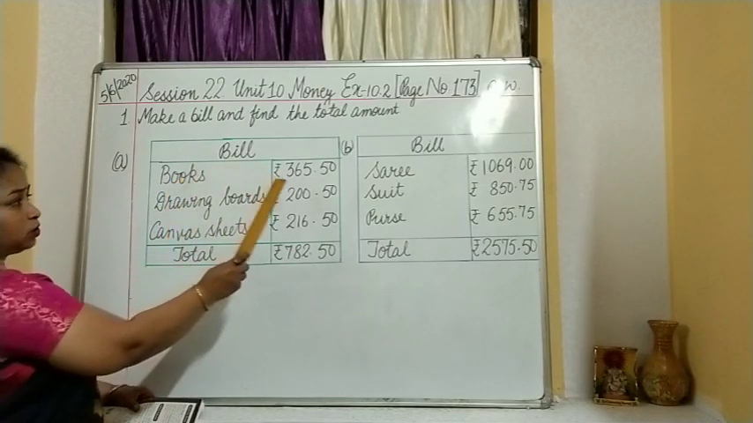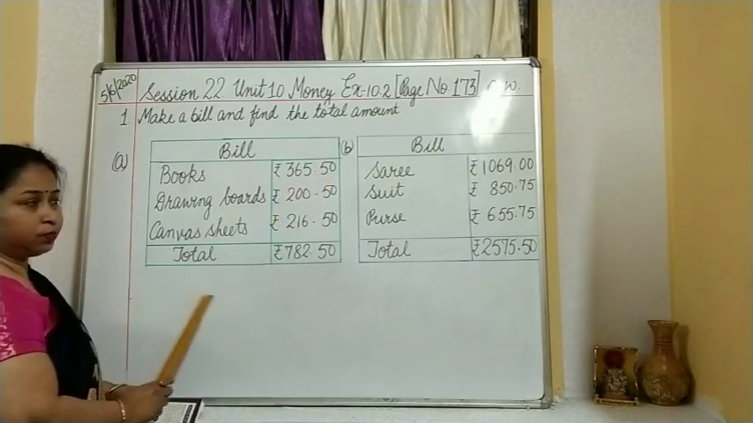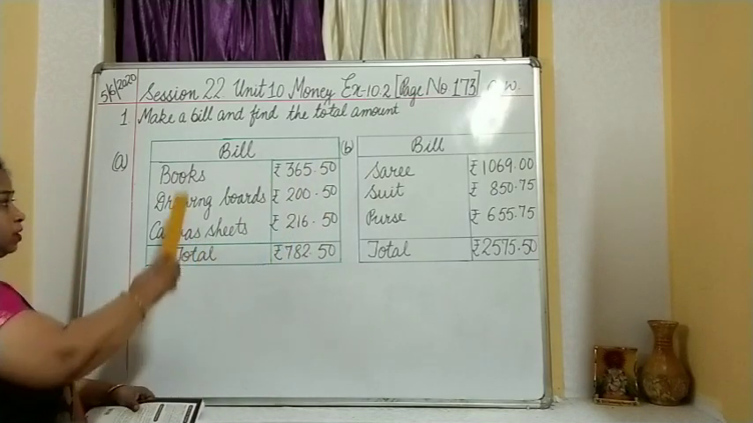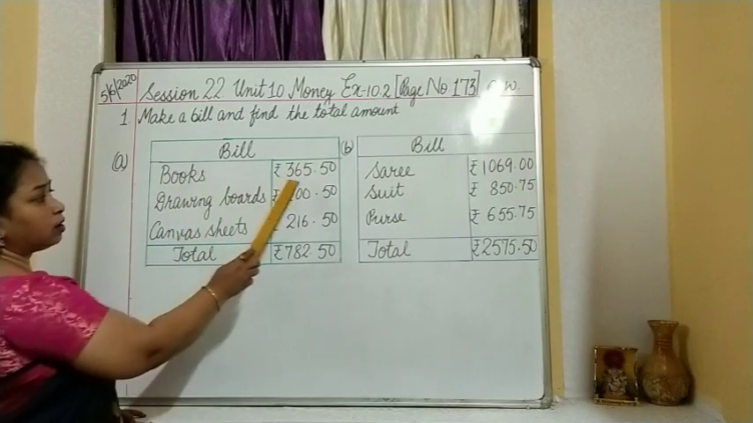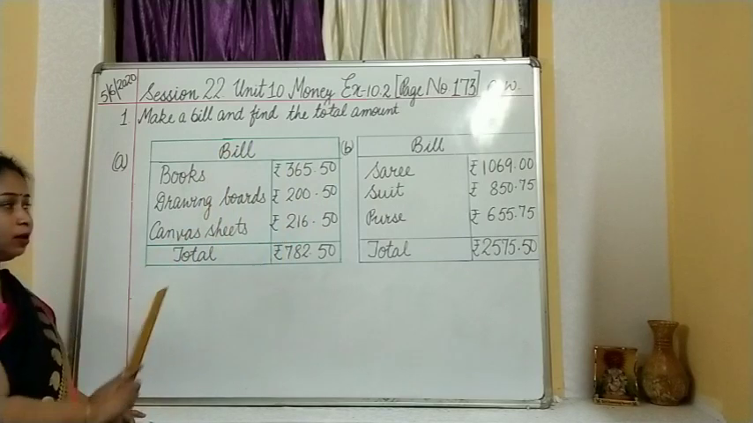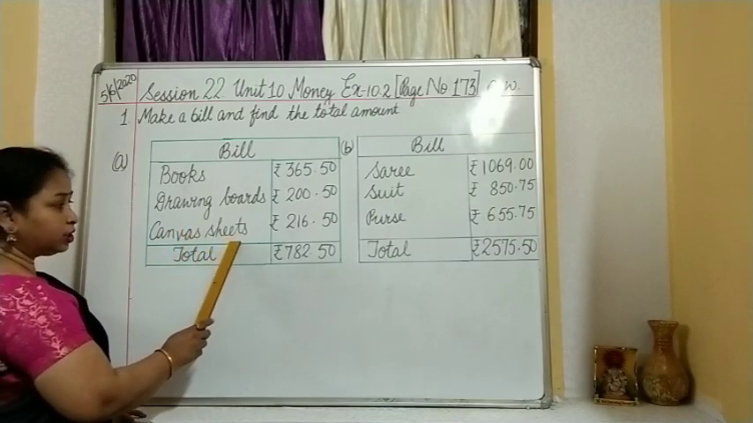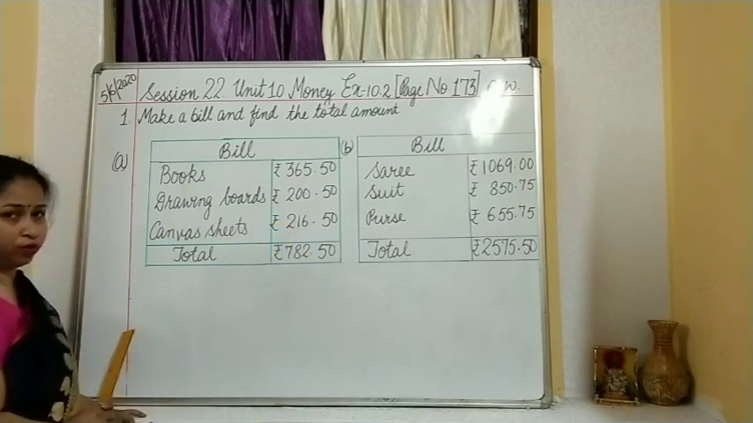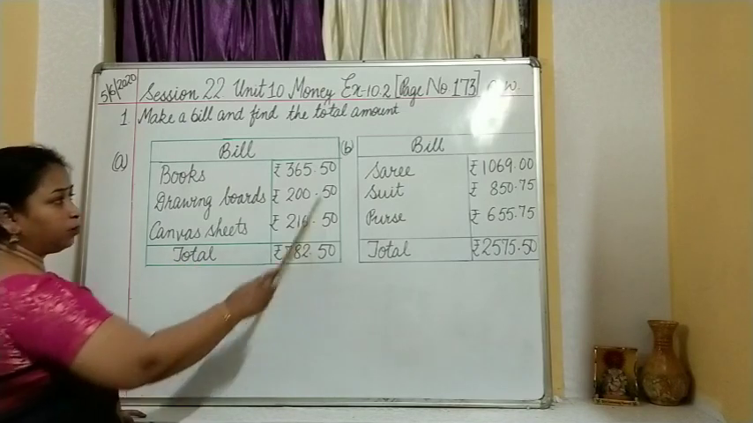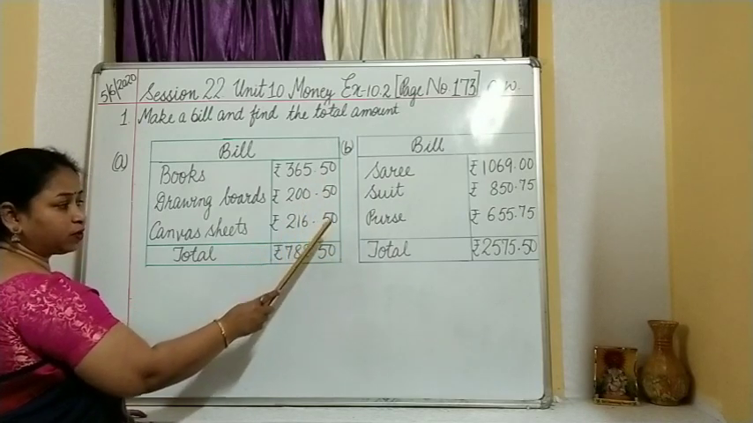Books, and the cost of the book is written in a different column, rupees 365.50 paise. So this is the column where we write down the price of that particular item. So the item is books over here, and the cost of the book given is rupees 365.50 paise. Then drawing boards, rupees 250 paise. Canvas sheets, rupees 216 and 50 paise. Okay, and then you are supposed to find out the total. So just add up 0 plus 0 plus 0, 0, 5 plus 5, 10, 10 plus 5, 15.